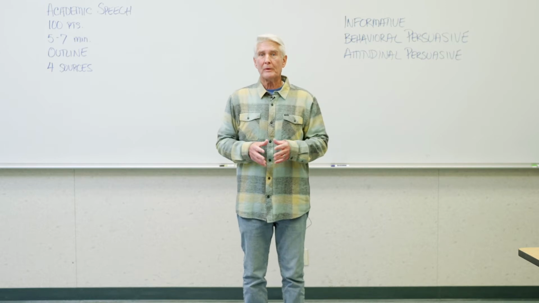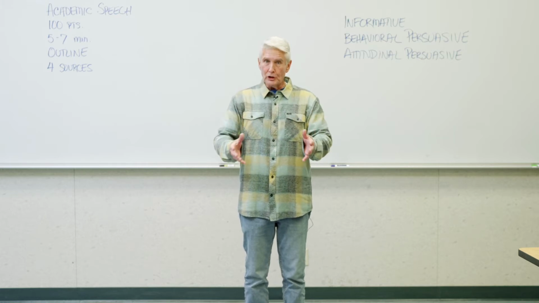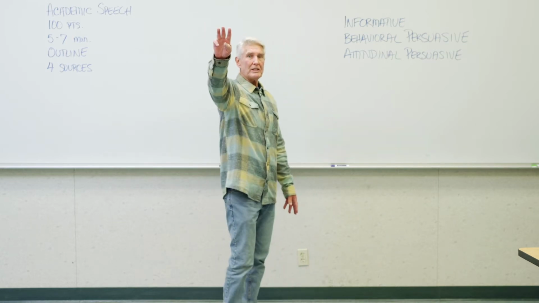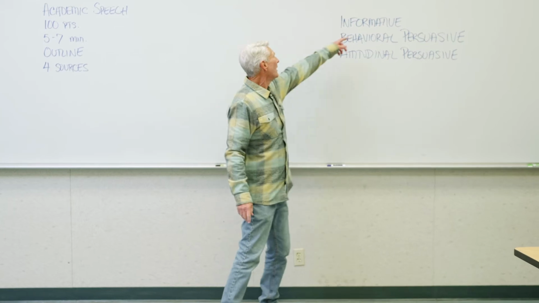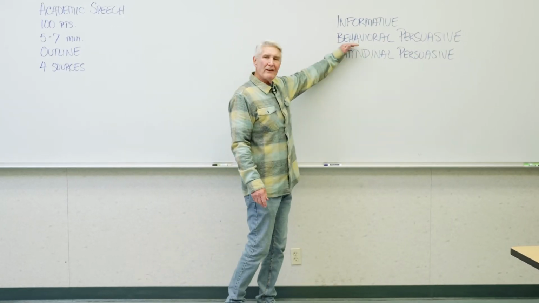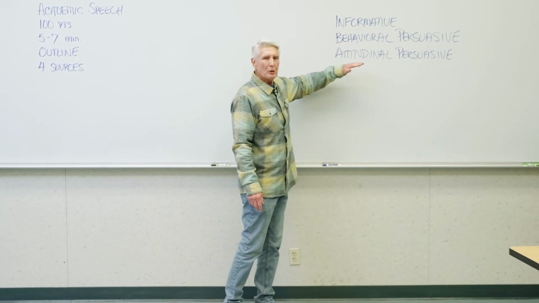So the first thing that we really want to come to understand would be the 3 kinds of speeches that we can choose from to do our academic speech outline. So the 3 types of speeches that you can choose from will be 1, an informative speech, 2nd, what we call a behavioral persuasive speech, and 3rd, what we call an attitudinal persuasive speech.